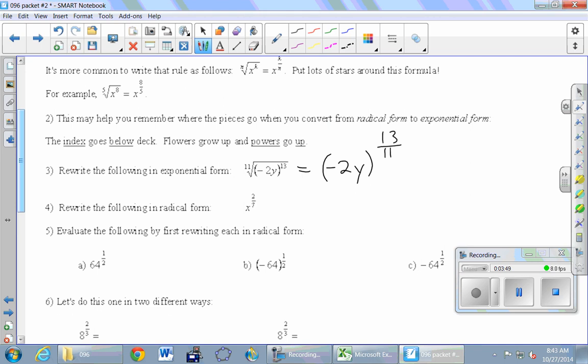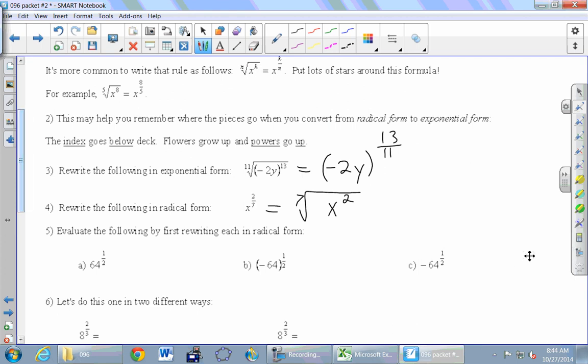And then number 4 asks us to go the other direction. We take the power and we'll write it as a radical. So I'll write my radical. I'll write my x. And then we just have to know where the things go. So is the 2 the little index in the front, or is the 2 the power? 2 is the power, because we know that the powers go up, grow up. 2 is there. And the 7, the thing that was below deck, must have been the index. Okay?